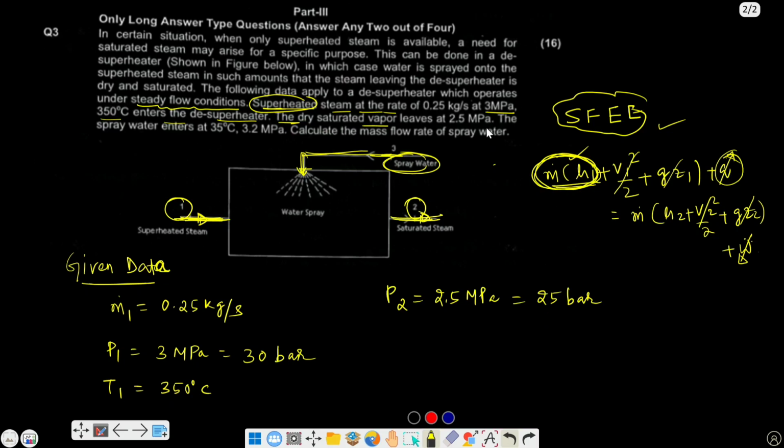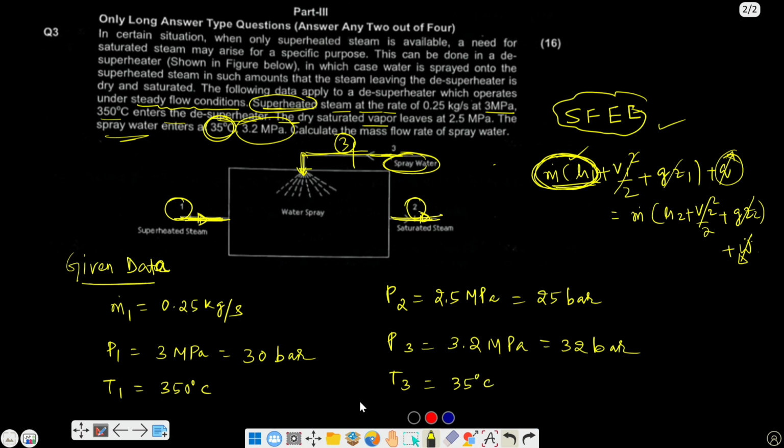Other than this, some data are also given related to state point 3. The spray water enters at 35 degrees centigrade and this pressure. So we can write P3 is given as 3.2 megapascal, which can be written as 32 bar, and temperature T3 is given to us as 35 degrees centigrade. So these are the data which are given to us.